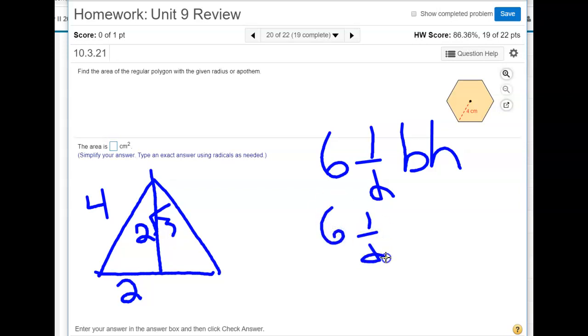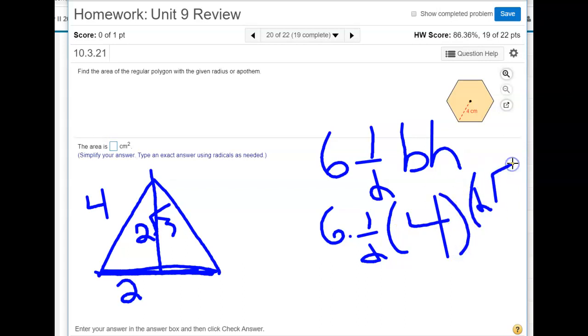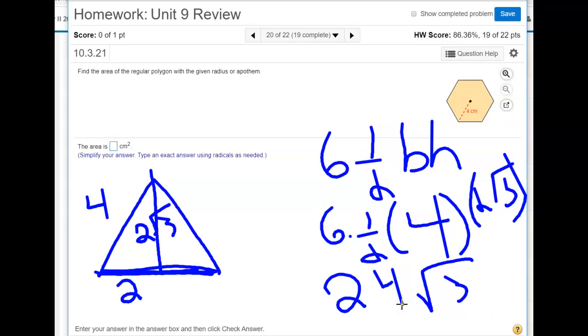So here we go. 6 times 1/2. Our base would be this whole length, which would be a 4. And then our height is 2 radical 3. Now, if you notice in these directions, it says leave it in radical form. So I'm going to cast off that radical, multiplying 6 times 1/2 times 4 times 2, and we get 24 radical 3.